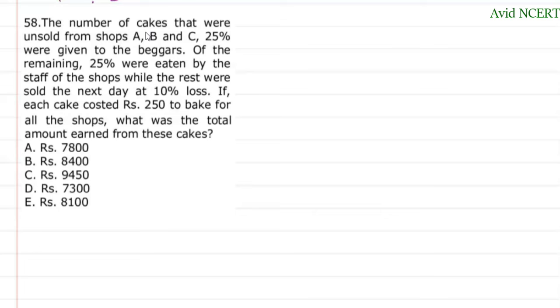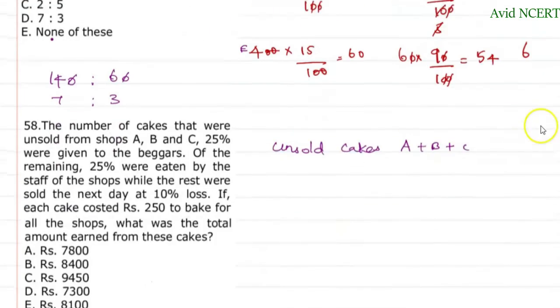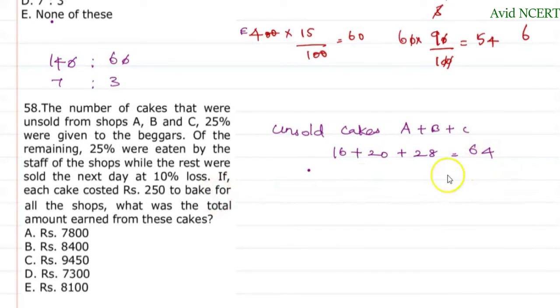The number of cakes that were unsold from shops A, B and C. So now we are going to find the unsold cakes from shops A, B and C. Unsold cakes A plus B plus C. So let's see how many cakes: unsold cakes of A is 16, 20 and 28. So which is 16 plus 20 plus 28, which equals 64.